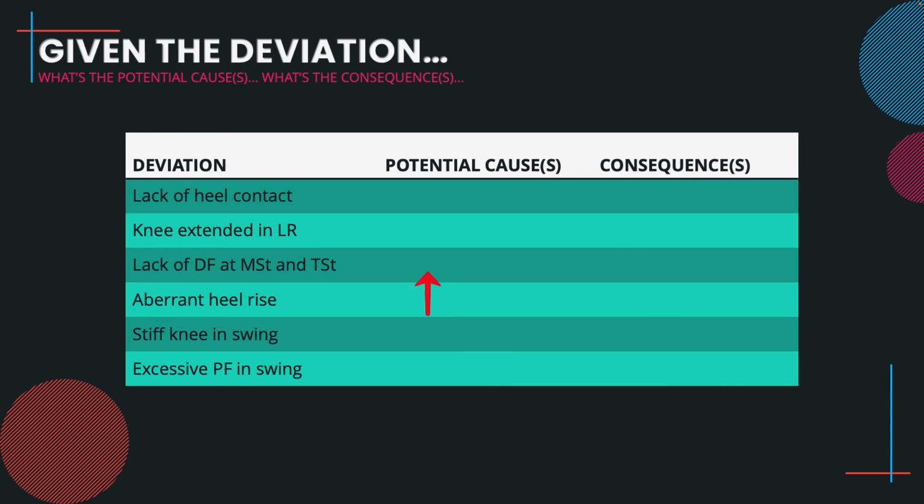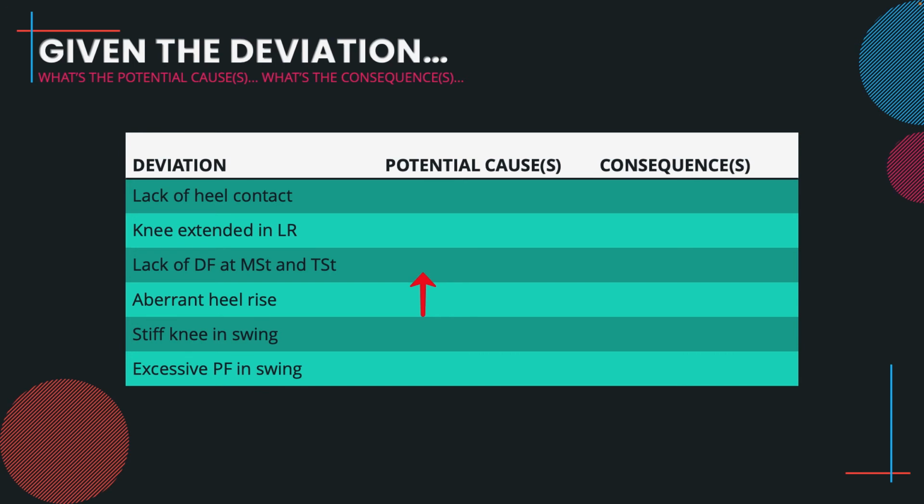So then lack of dorsiflexion in mid-stance and terminal stance. This could be due to a plantar flexor contracture or plantar flexor spasticity. We've been talking about this throughout this lecture. We might see it due to weak quads, although if this is the case, then we would expect that the knee would also be hyperextended at loading response, where the quads have their greatest demand in the gait cycle.